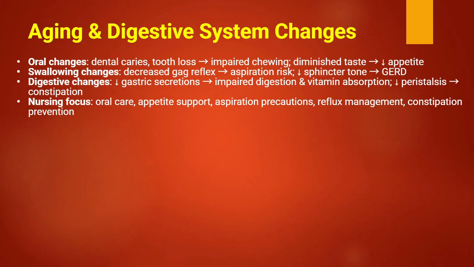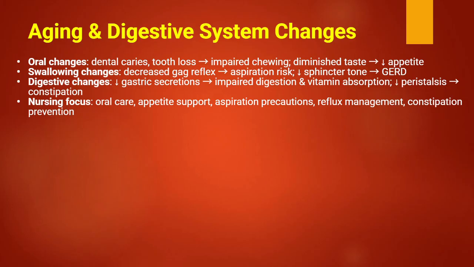Another change is a decreased sense of taste. This can reduce appetite because food may seem bland, leading to decreased interest in eating. When appetite is reduced, calorie and protein intake often fall, which increases the risk of unintended weight loss and frailty. The gag reflex may also weaken with aging. This increases the risk of aspiration, especially in patients with neurologic conditions or after a stroke. Aspiration can lead to pneumonia, which is a major health risk for elderly patients.